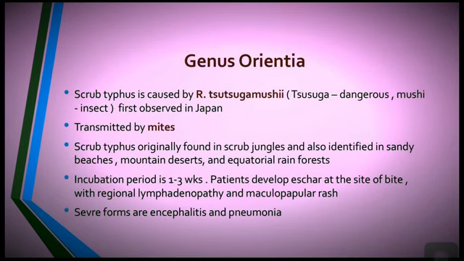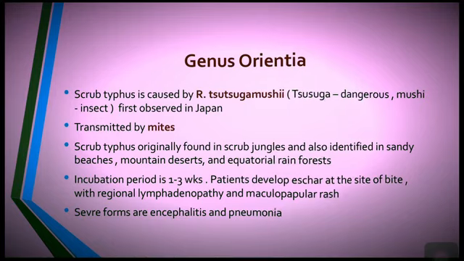The third one is genus Orientia. This causes scrub typhus, which is caused by Orientia tsutsugamushi. It is transmitted by means of mites. It was first observed in Japan. Scrub typhus was found in scrub jungles and has also been identified in other areas like deserts. The incubation period is 1 to 3 weeks. Here, the patients develop an eschar at the site of the bite, which leads to swollen lymph glands, regional lymphadenopathy, and maculopapular rashes. In severe cases, it could even lead to encephalitis and pneumonia.